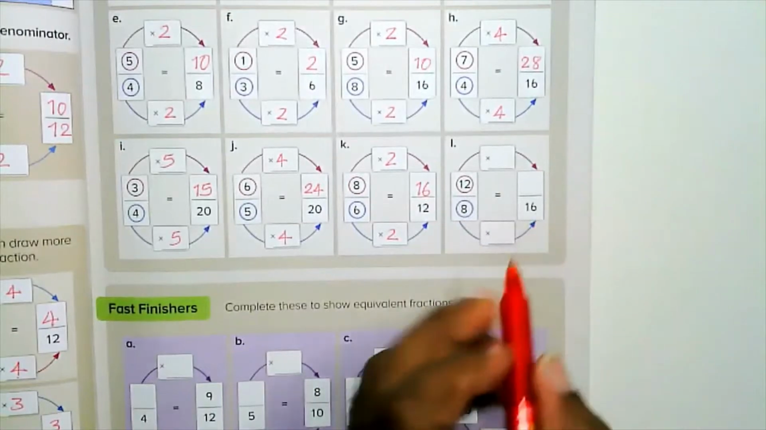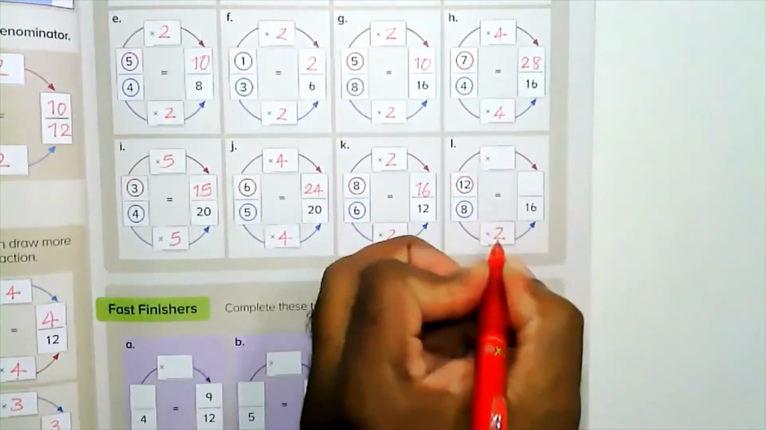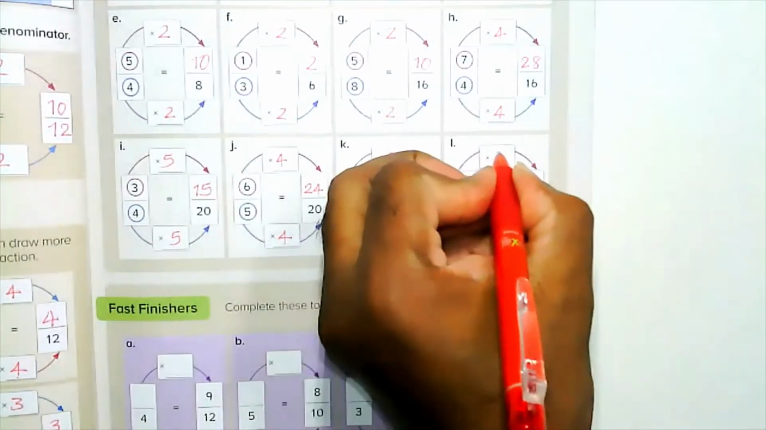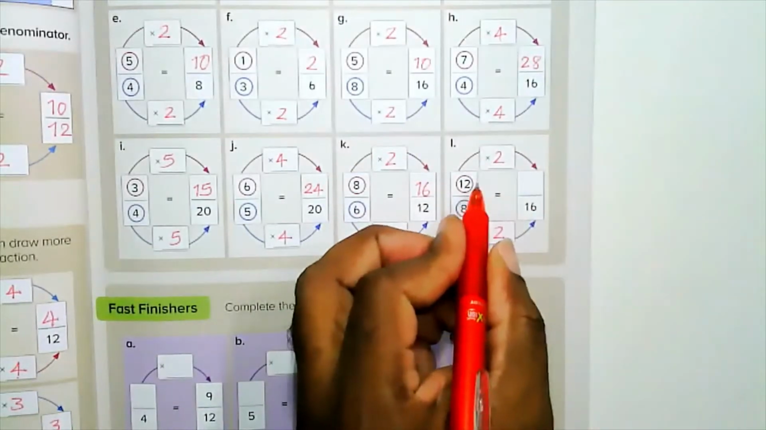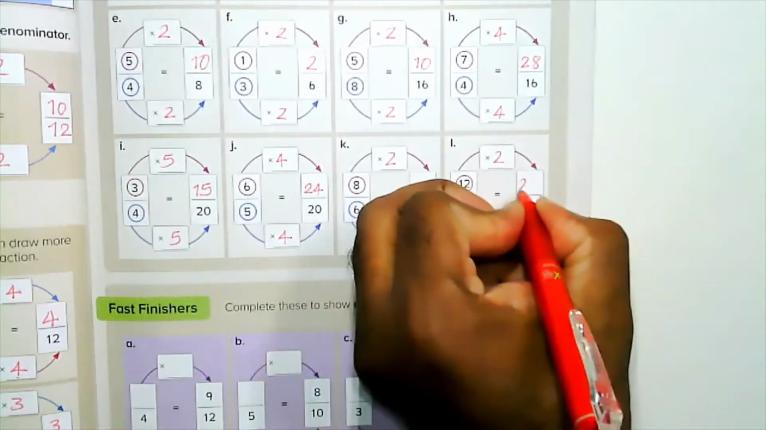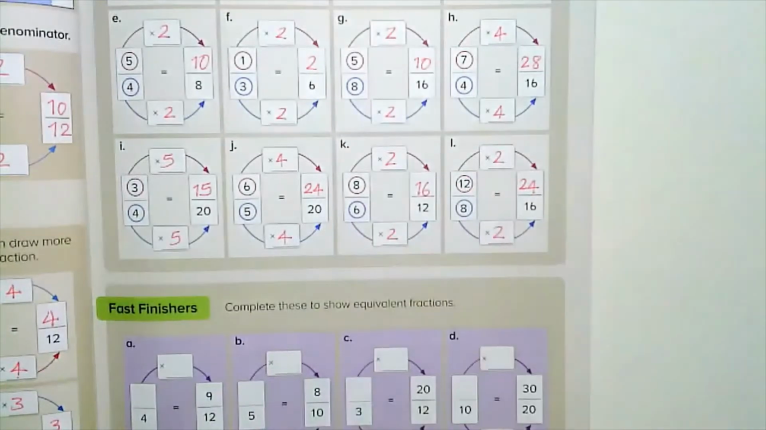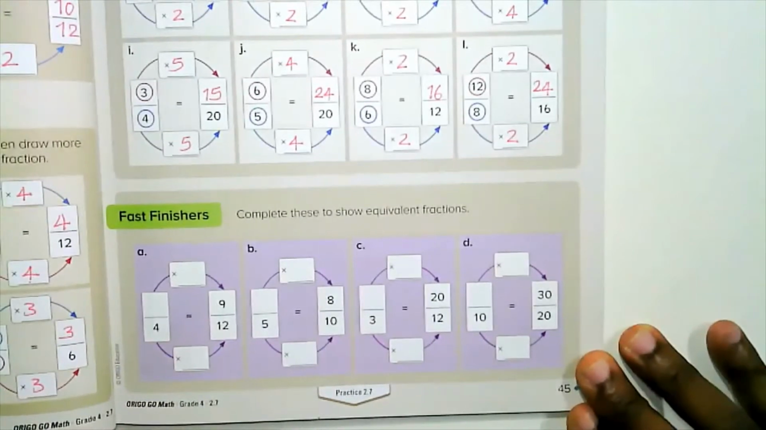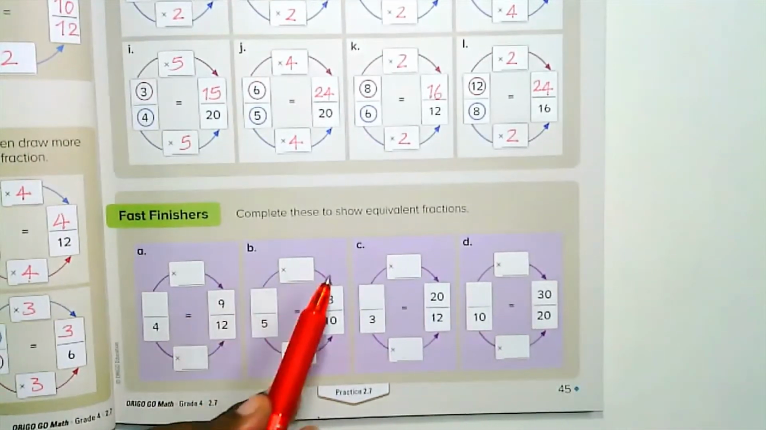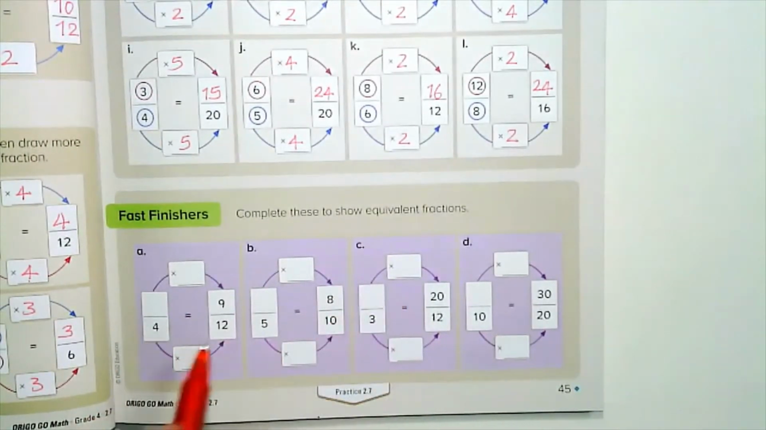8 times what will give us 16? That is 2. 8 times 2, 16. So we use the same number, 2. 12 times 2 will be 24. There you have it, folks. Now let's go on to the fast finishers. Complete these to show equivalent fractions.